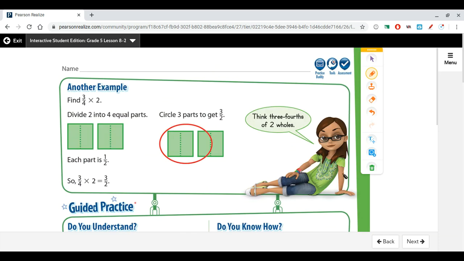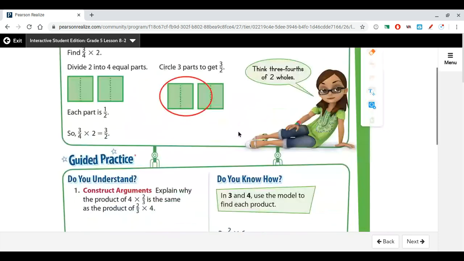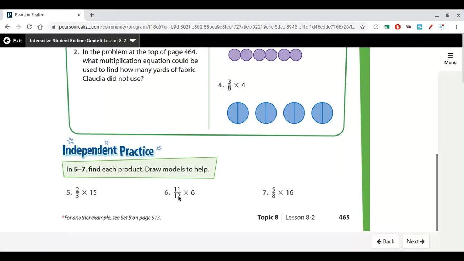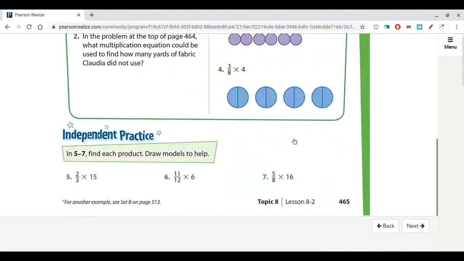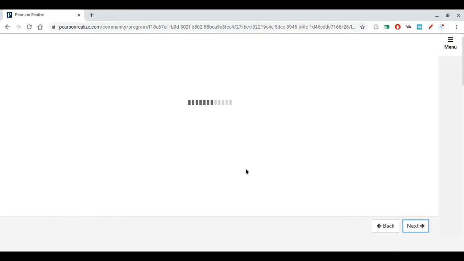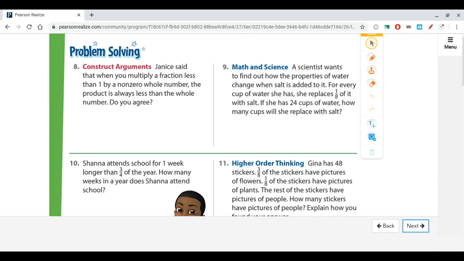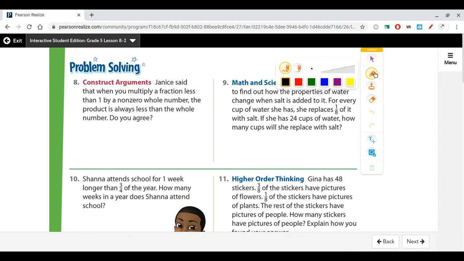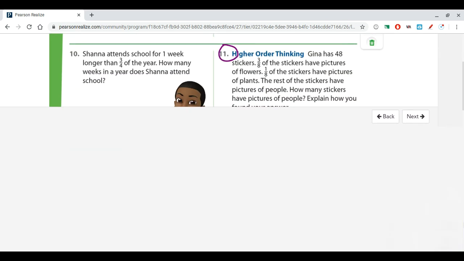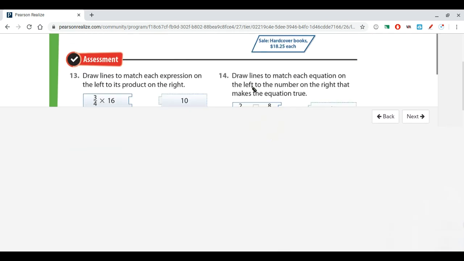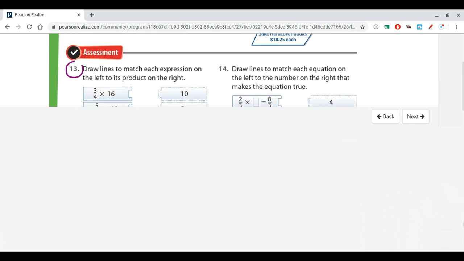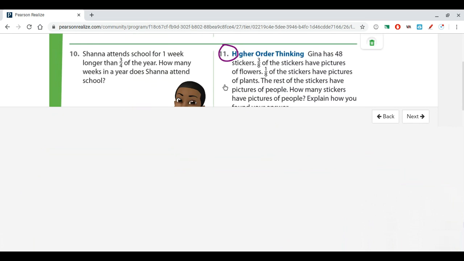Okay? So for your independent practice, you're going to do 5, 6, and 7. Let me go ahead and mark that. And when we go to your mathematical practices and problem solving, you are going to do the following problems. I'd like for you to do 9, 8, 11, and then 13 and 14. So those are the problems that I'd like for you to do in your independent practice today.